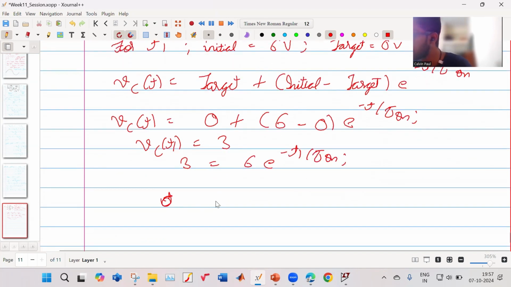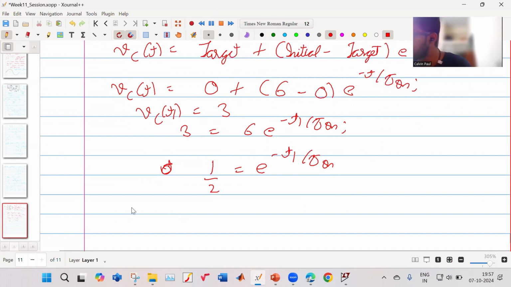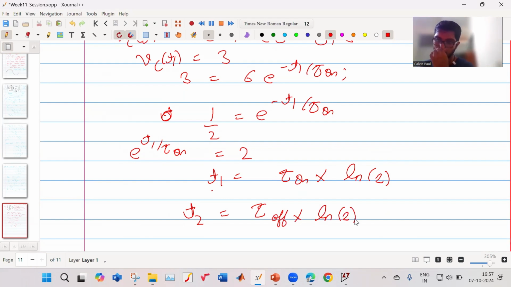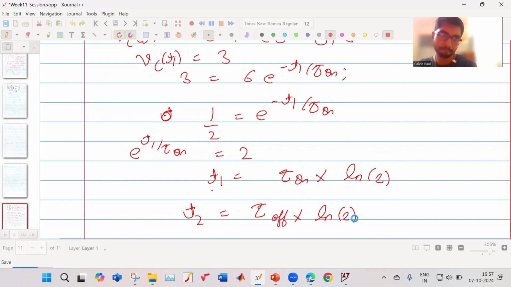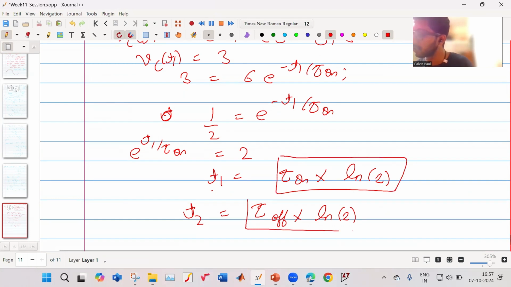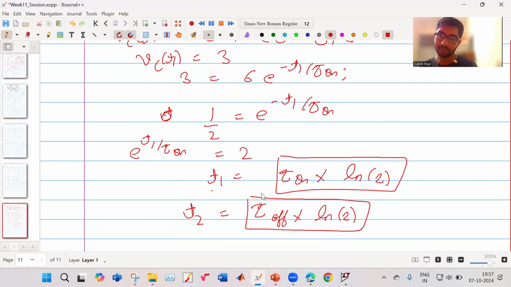So what happens? This will be half equal to e to the power minus T1 upon tau on. So e to the power of T1 upon tau on is 2. So T1 is equal to tau on into ln of 2. This is your time T1. Similarly, your time T2 is found by tau off into ln of 2. So this we have derived.